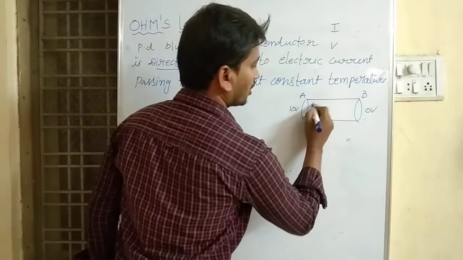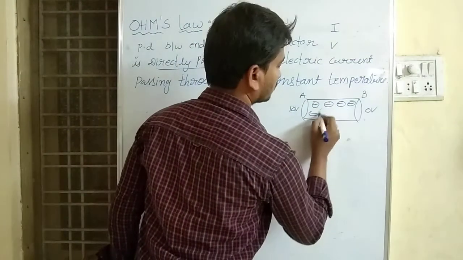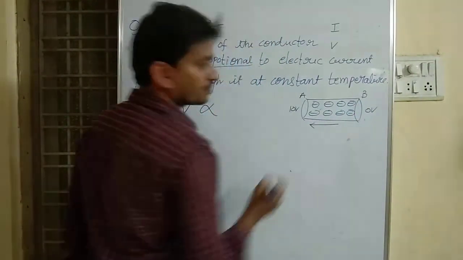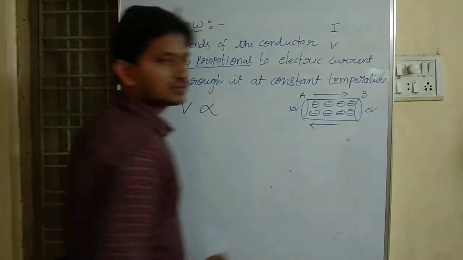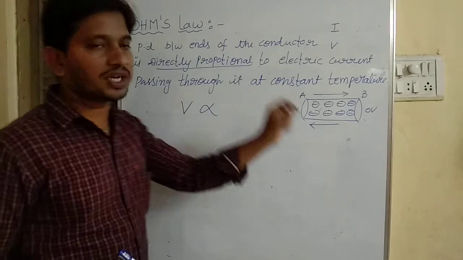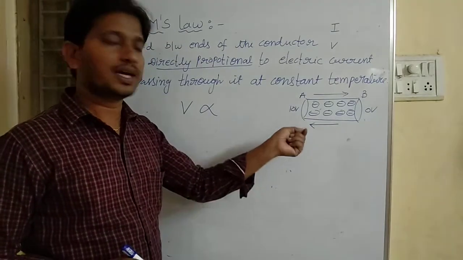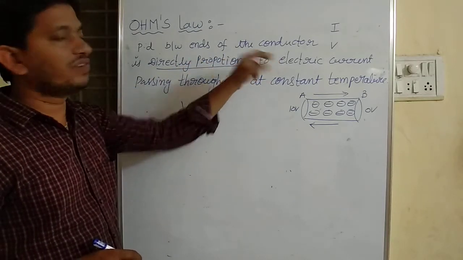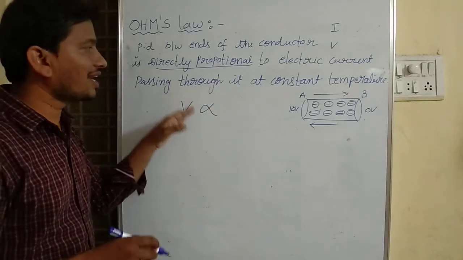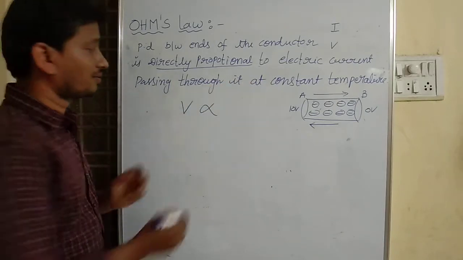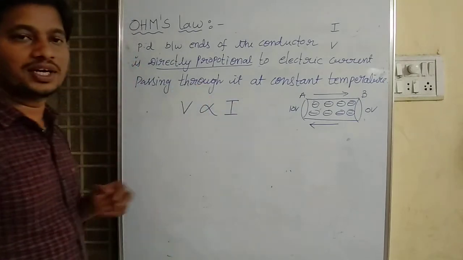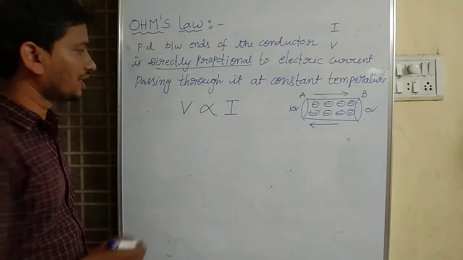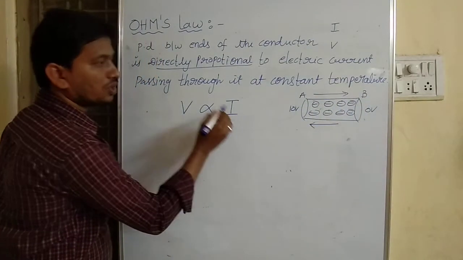See, electrons are flowing. When electrons are flowing like this, current will move like this, as we know that the direction of electric current is always opposite to the direction of electrons. So potential difference between ends of the conductor is directly proportional to the electric current I passing through it at constant temperature. So that is, V is directly proportional to I.